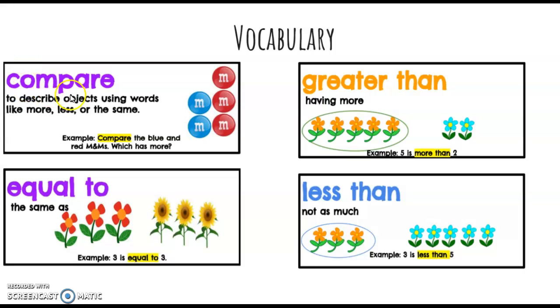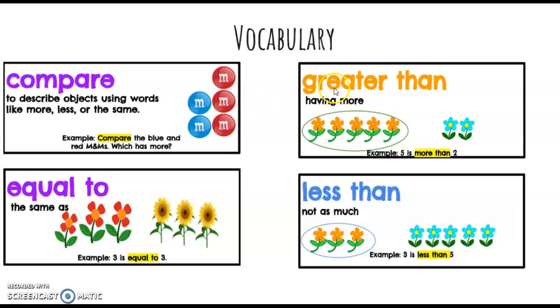Vocabulary. So we have compare, and that means to describe objects using words like more, less, or the same. For example, remember a while back we looked at this vocabulary word compare, and we had to compare the M&Ms, and we asked, there are blue M&Ms and there are red M&Ms. Which M&Ms has more? And we were able to compare and say, well, the red M&Ms are more.